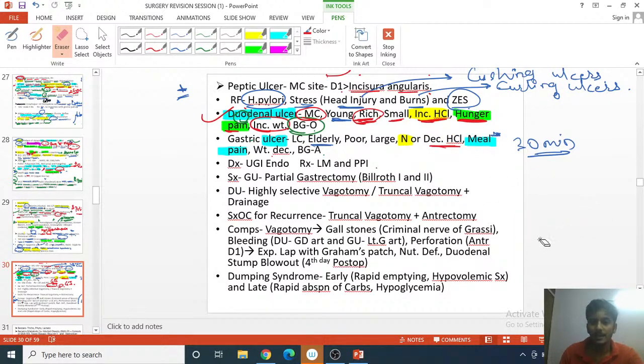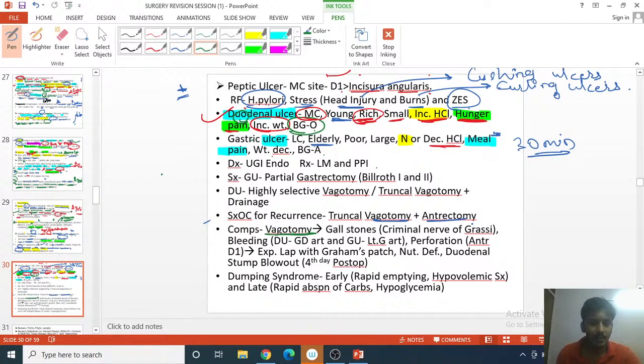Okay, then moving further, surgical treatment of choice for recurrence. If the ulcer is occurring again and again, then the surgical treatment of choice that you will perform is truncal vagotomy plus antrectomy. You will remove the antrum also. So truncal vagotomy plus antrectomy is the surgical treatment of choice for cases of recurrence. Please remember.